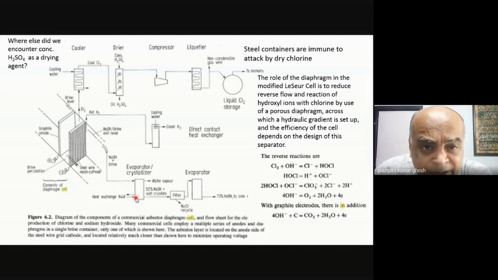But that is really the diaphragm process which was practiced for years and years. Even, I will tell you, in 2005, 2010 or something, I remember going to Tata Chemicals and they had a diaphragm cell. That's what they were using to make caustic soda and chlorine. So it was a very well practiced technology.